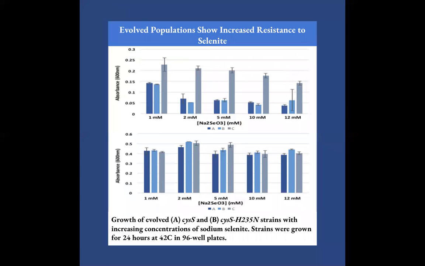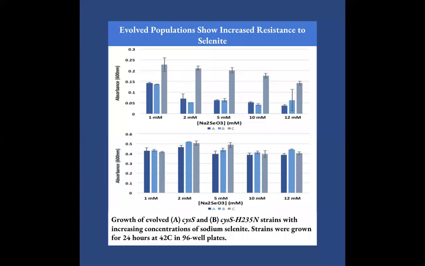So to explain the graphs showing the evolved populations showing increased resistance to selenite, the first graph on top, graph A, shows the growth of evolved populations containing the wild-type CysRS, while the bottom, graph B, shows the growth of the evolved CysRS H235N variant, in increasing concentrations of sodium selenite. The strains were grown for 24 hours at 42 degrees Celsius, all in 96 well plates, as mentioned earlier.